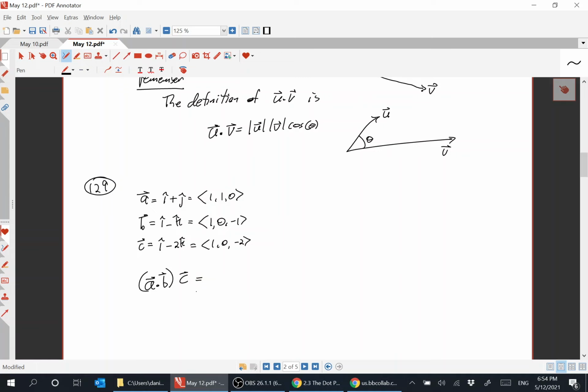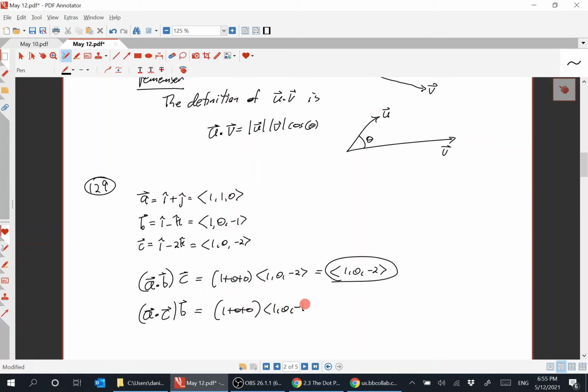But anyhow, A dot B. So what's A dot B? It's 1 plus 0 plus 0. And we're multiplying that scalar times C. That's just a 1, so it's (1, 0, -2). And then we're also calculating (A dot C) B. So the scalar A dot C, that's 1 plus 0 again, times the vector B is equal to, well, that's just a 1 again.